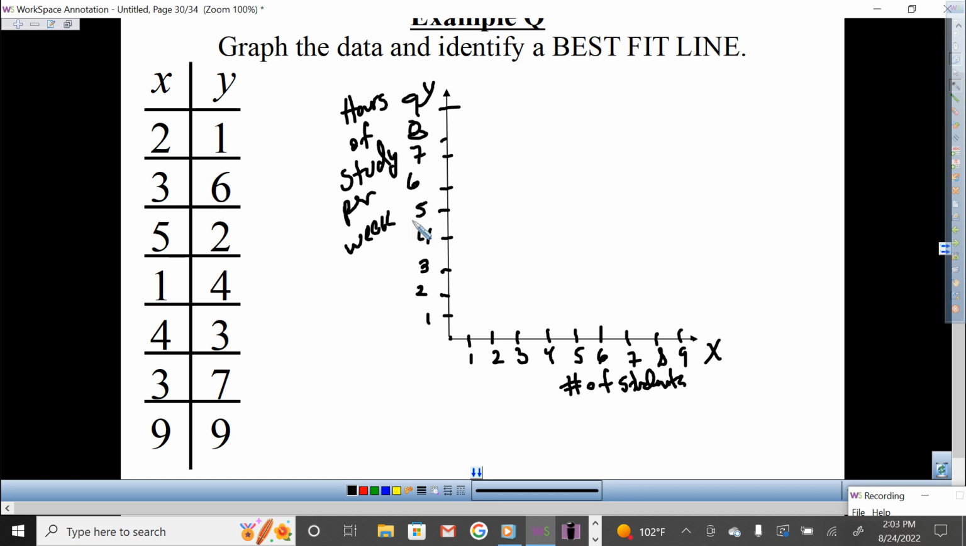All right. Are we doing okay? Yeah? All right, so let's plot our data. We got 2, 1; 3, 6; 5, 2; 1, 4; 4, 3; 3, 7; and 9, 9, which is way over here. Okay.